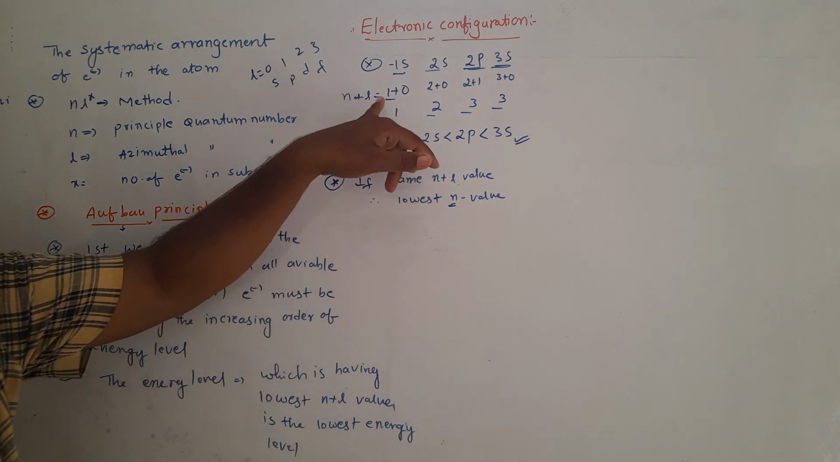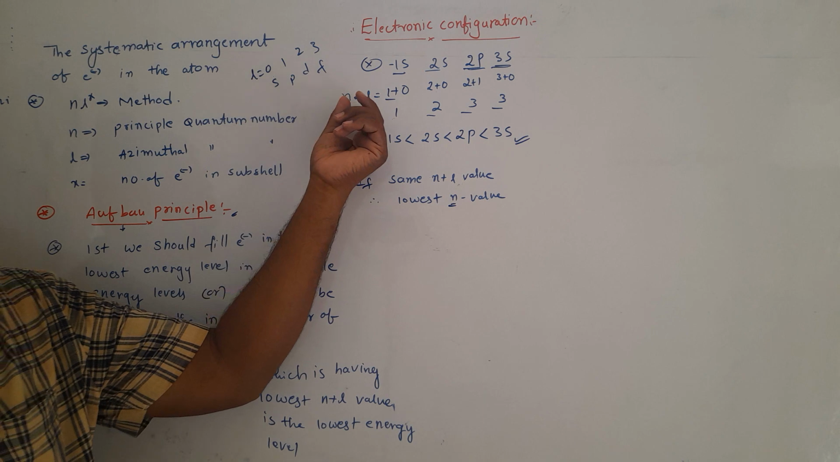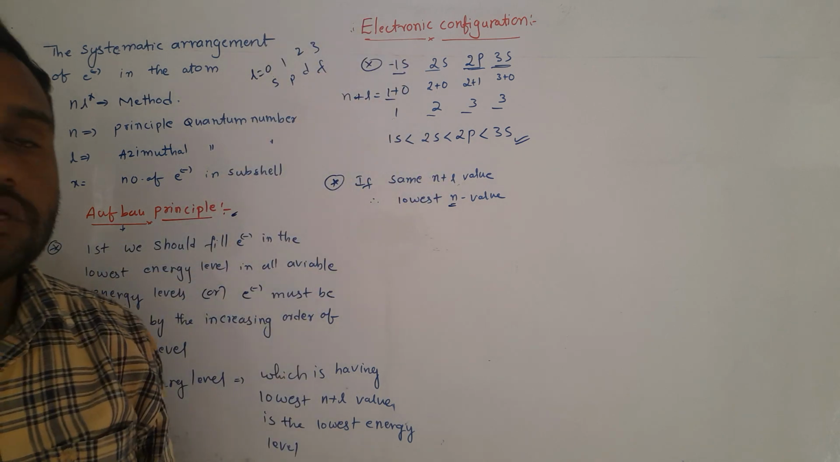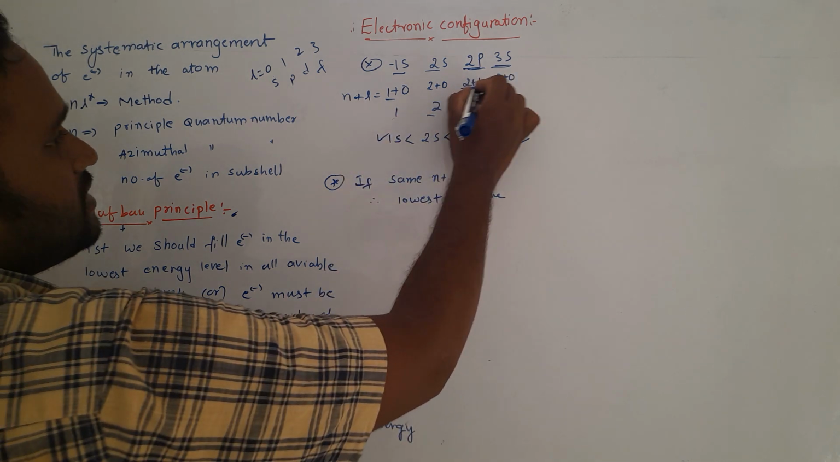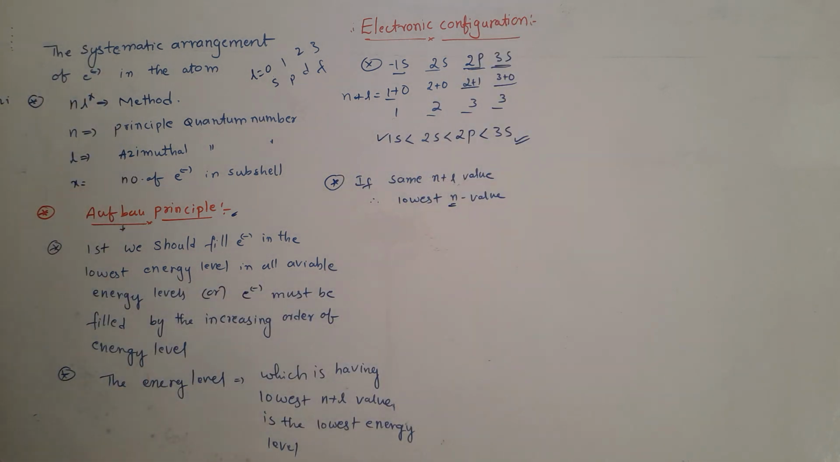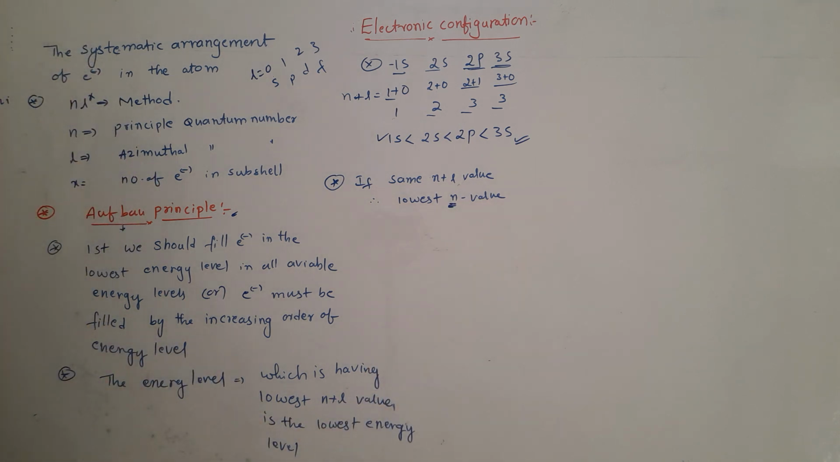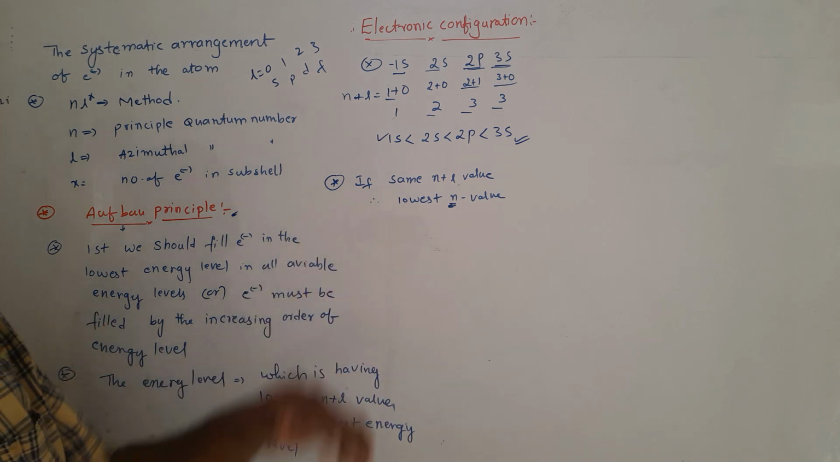By using the n plus l value and the n value. First of all we should check the n plus l value. The subshell which has the lowest n plus l value has the lowest energy. If any two subshells have the same n plus l value, then we need to see the lowest n value. In this way we can select the lowest energy level, so that we can fill the electrons in different energy levels.